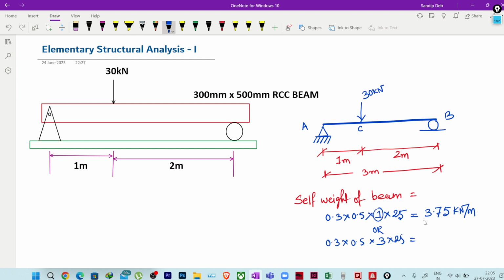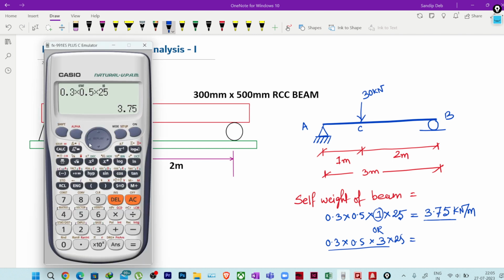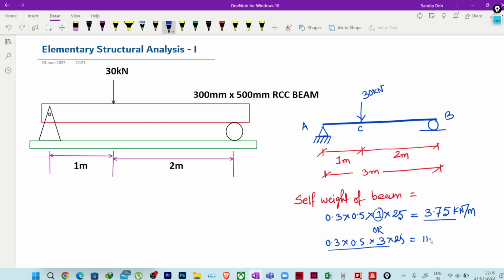So 1 meter length is this, so obviously for 3 meters, this times 3. This is the way we are finding it. Now in that case, this per meter unit will be removed because we are finding it for the total length. If I multiply 3 with it, it will be 11.25 kilonewton. So this is the total weight of this whole beam.